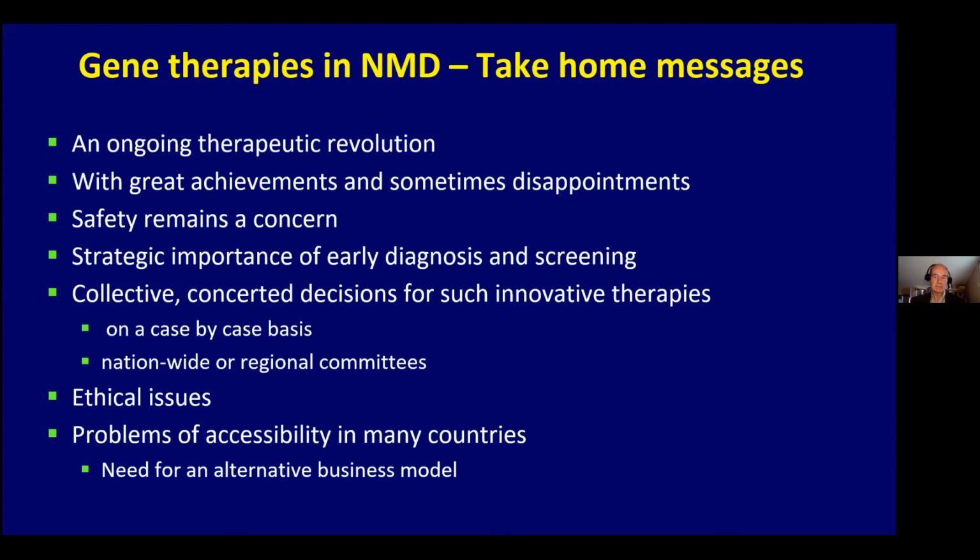In France, when we discuss these innovative therapies, either because they are approved or because we need a clinical trial, it's always done collectively. We have a steering committee at the national level, and we discuss case by case what should be proposed to the family. Ethical issues are really a growing concern, and as I mentioned, especially for children with SMA and the gene therapy for SMA, accessibility is a growing problem.